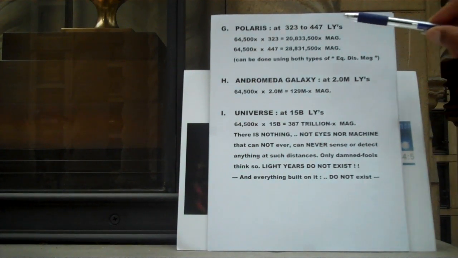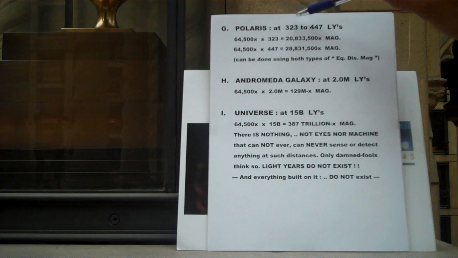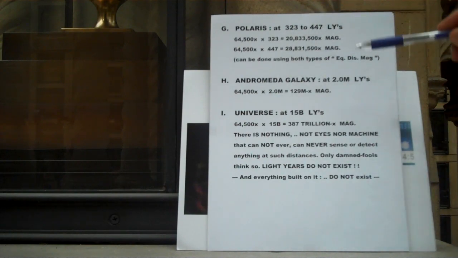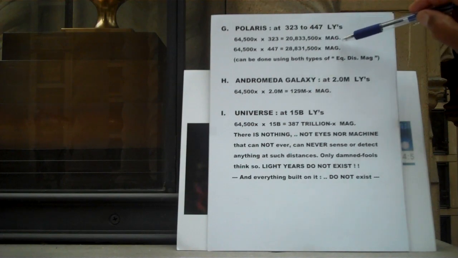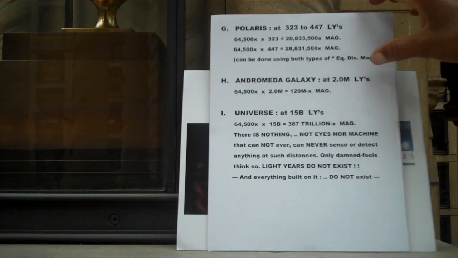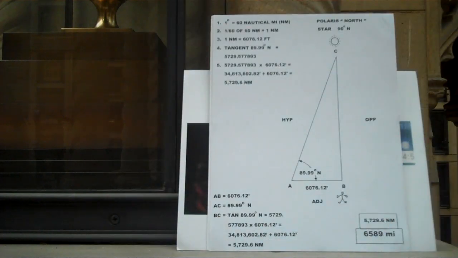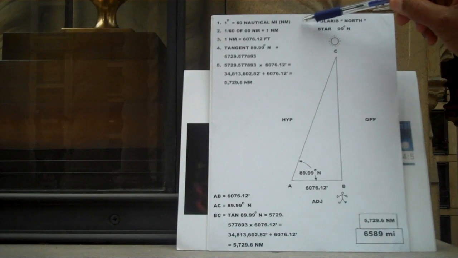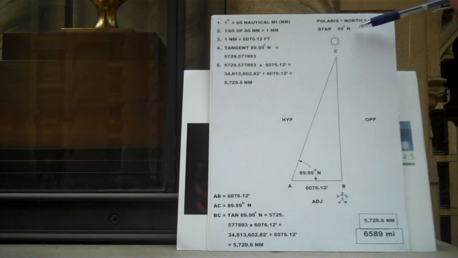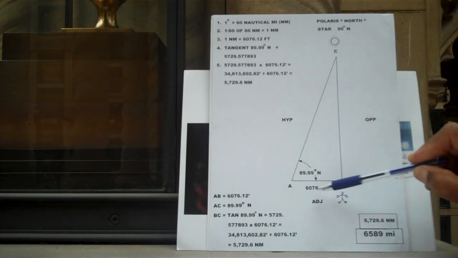Equal distance magnification of Polaris, which is stated to need 20 to 28 million magnification if you were to see this object at its light year distance. I will tell you right now the real distance of the real Polaris. This is Polaris, the North Star, at 90 degrees north. Polaris is represented here with a right angled triangle.